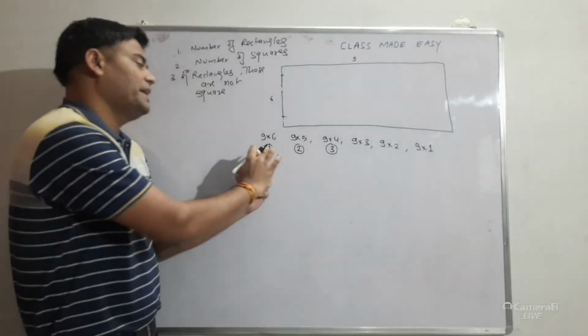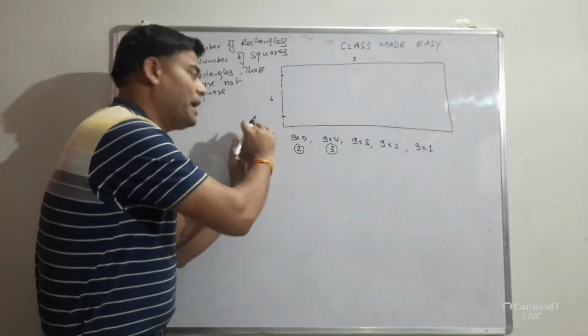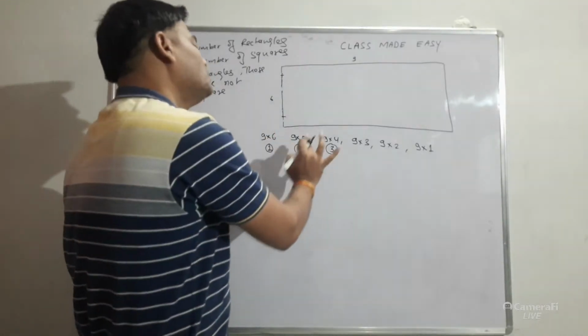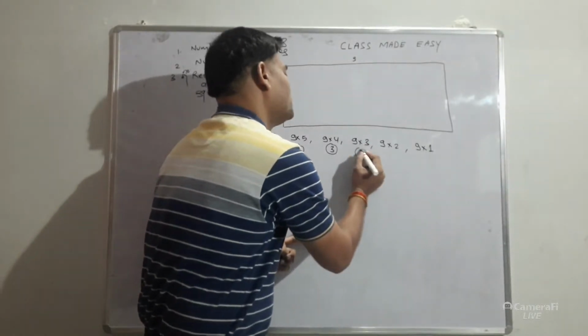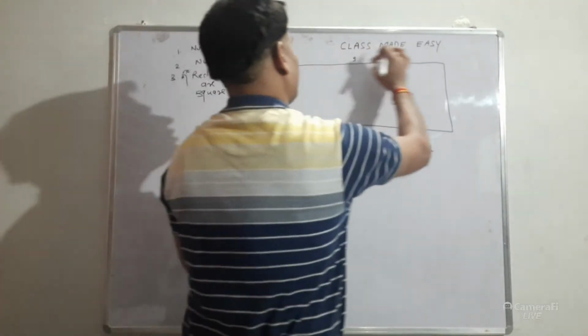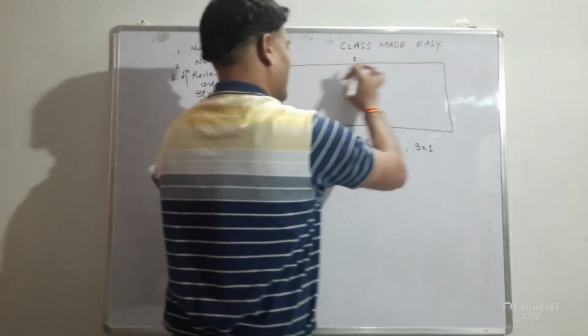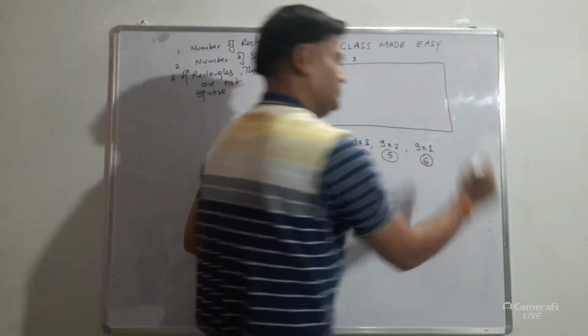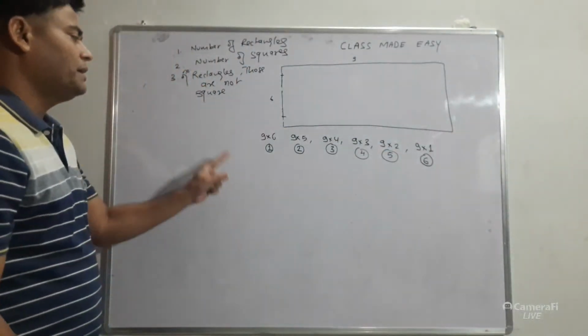So here you can see this is 1, this is 2. By this trend you can develop a formula. It is 1, this is 2, this is 3, this is 4, this is 5, and 9 by 1, 9 by 1, 9 by 1, 9 by 1, 9 by 1, and 9 by 1. So total 6 rectangles are there.